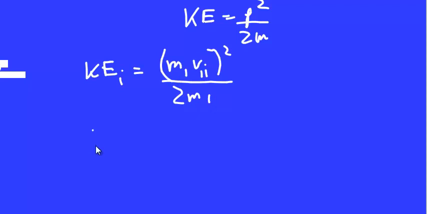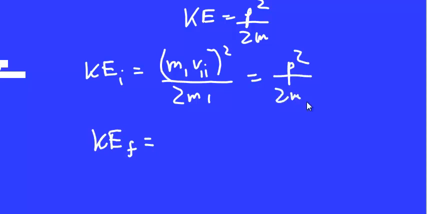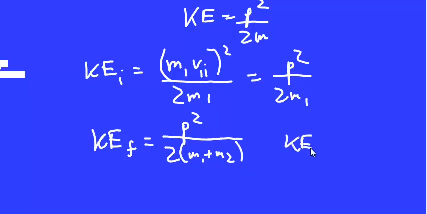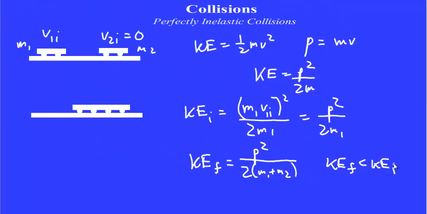And then at the end, we can do the same thing again. We can really just simplify this as p squared over 2m1. Now after the collision, we know that momentum is conserved, so the momentum has to be the same at the top. But now we have two masses moving, and you can see that this term is definitely going to be less than the initial. In other words, the final kinetic energy is definitely less than the initial. Kinetic energy is lost in the collision.